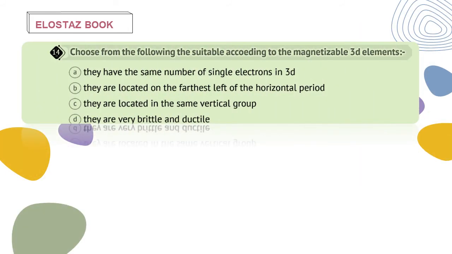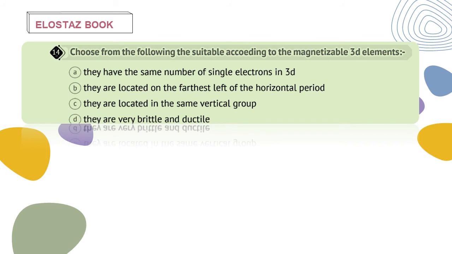Question 14 says: choose from the following the suitable property according to the magnetization of 3D elements. What will be the property that will affect here? They have the same number of single electrons in 3D. They are located on the farthest left of the horizontal period. They are located in the same vertical group. And the last one, they are very brittle and ductile.